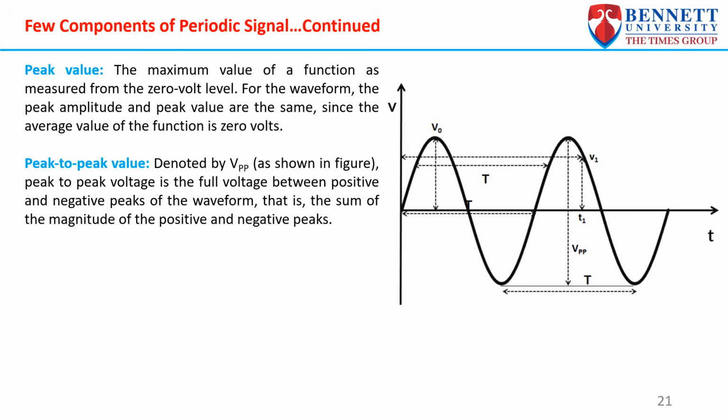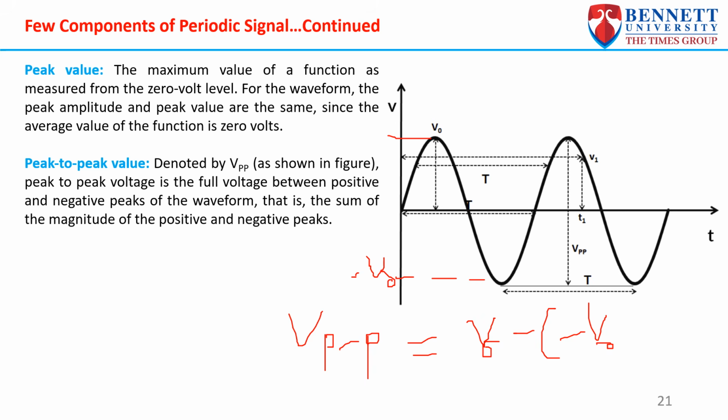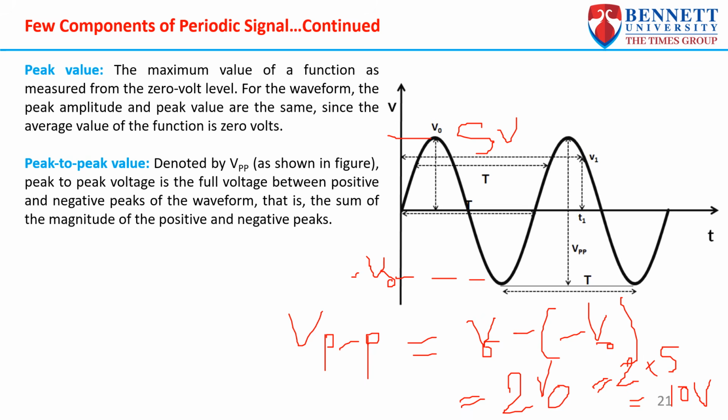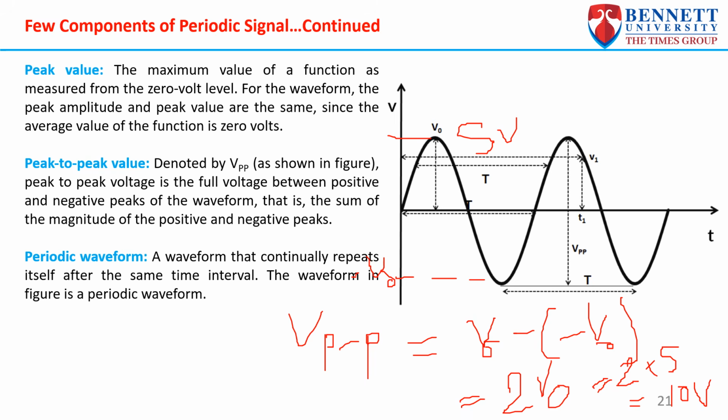Then we have another concept that is called peak to peak value. So if this is plus V naught, then this will be minus V naught. So the peak to peak value, V peak to peak, will be V naught minus of minus V naught, so it will be twice V naught. If V naught is 5 volt, the peak to peak value will be 2 into 5, 10 volt. Okay, so you can calculate peak to peak.